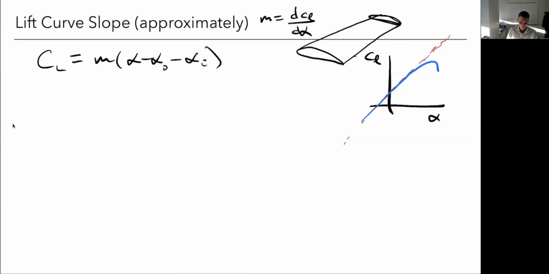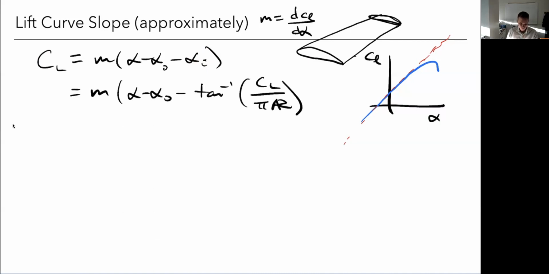How is it going to change? Let's imagine I've got my wing, so this is a capital CL, because I've now included my induced angle of attack. Well, we saw already that for an elliptic lift distribution, at least, this is equal to the arctangent of CL over pi times aspect ratio. And if I assume a small angle, which the induced angle of attack generally will be, then I can approximate this as just CL over pi times aspect ratio.